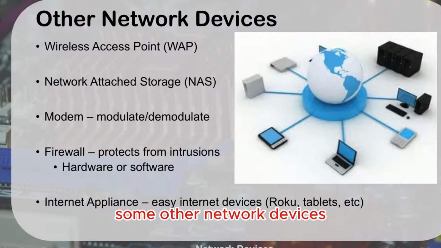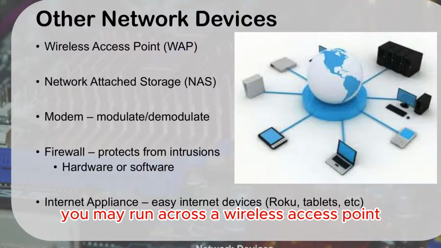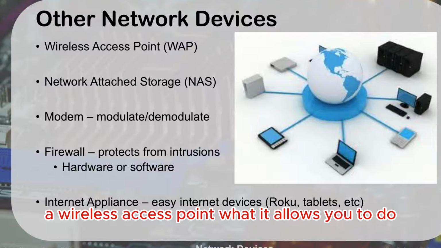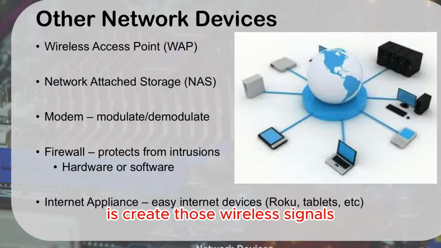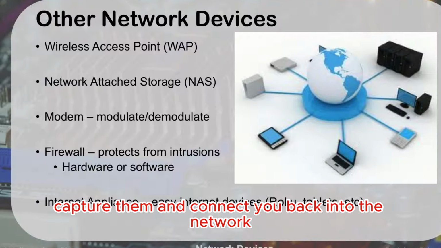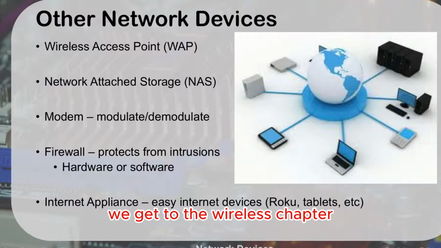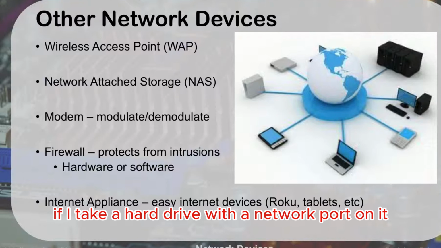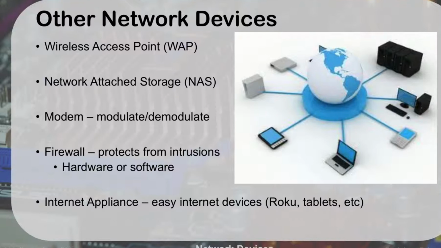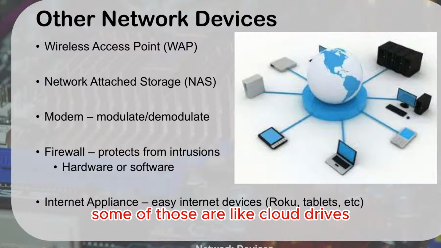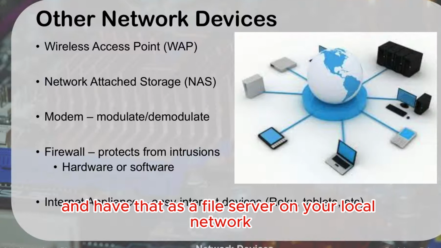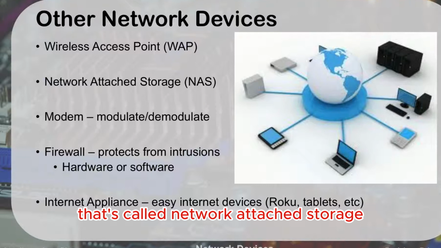Some other network devices you may run across. A wireless access point allows you to create those wireless signals, capture them, and connect you back into the network. We'll talk more about those later on when we get to the wireless chapter. Network attached storage: if I take a hard drive with a network port on it, some of those are like cloud drives, you can plug them into your network and have that as a file server on your local network. That's called network attached storage.